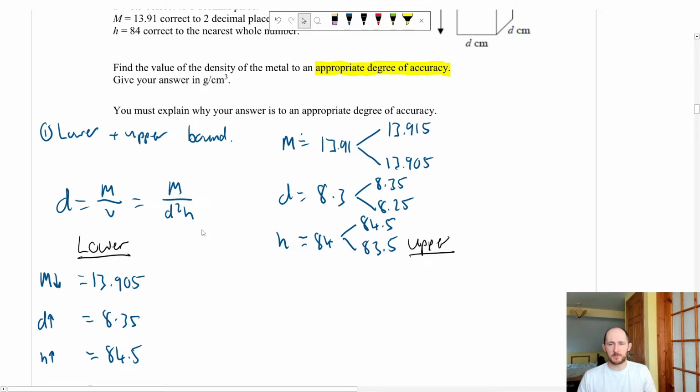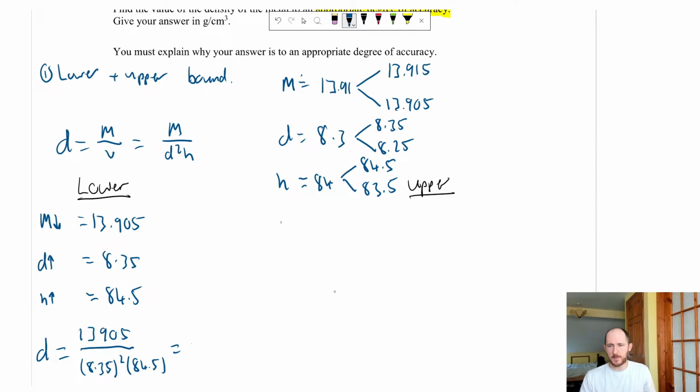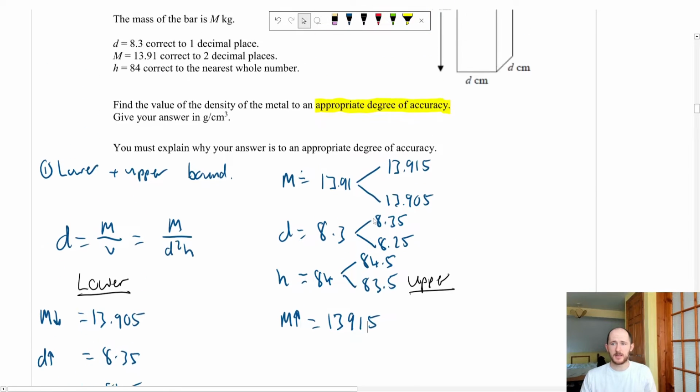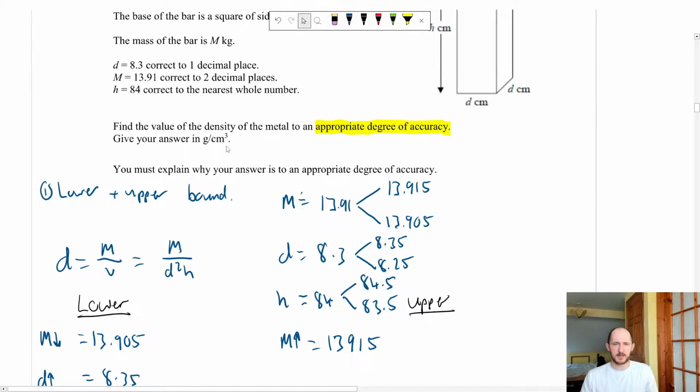Now I'm going to repeat the process for the upper. If I want to make this number as big as possible, you want the numerator to be big. Again, think of it. Compare 1 over 6 to 5 over 6. 5 over 6 is bigger. So we want the upper bound of m, which is 13.915. But again, we're not actually going to put the decimal point because we're turning it into kilograms, because we want our answer in grams per centimeter cubed, not kilograms per centimeter cubed. So I've times this by 1,000.